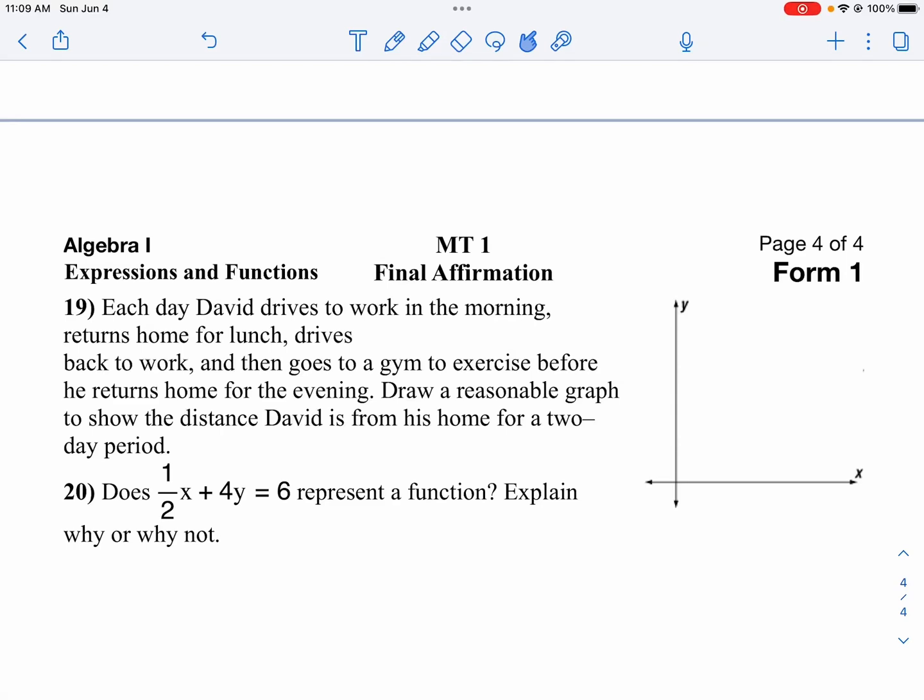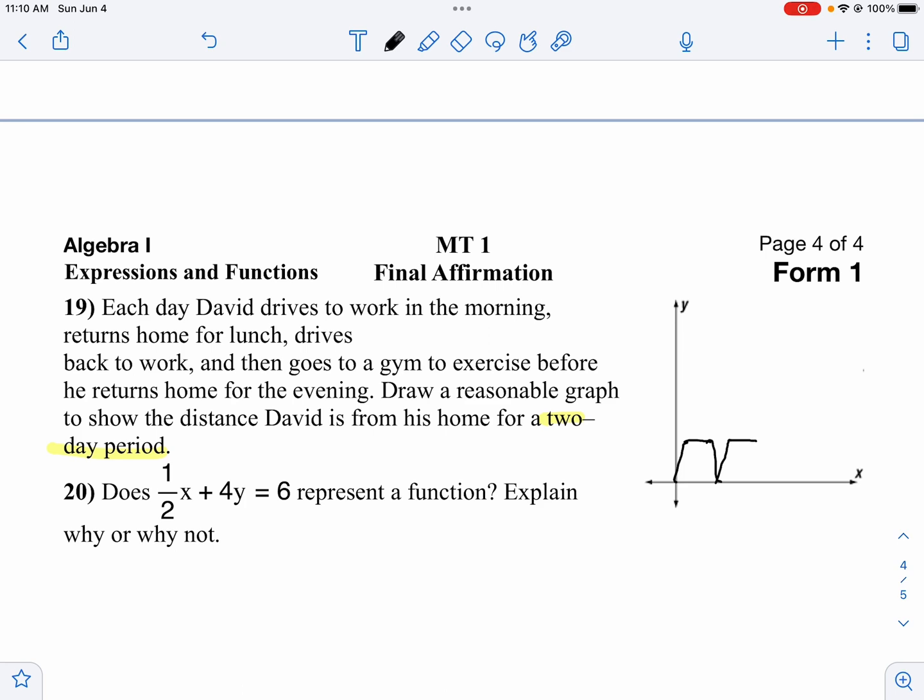In question 19, I want to highlight that I want you to draw a graph for a 2-day period. So what happens, David drives to work in the morning, so he's going to stay at work for a while, and then he's going to come home for lunch. You got to come home, so my x-axis is home. And then he goes back to work, and then he's at work for a while, then he goes to the gym.